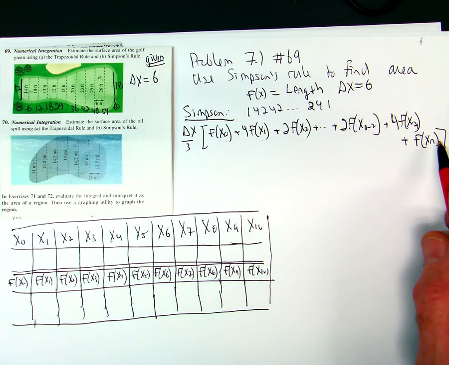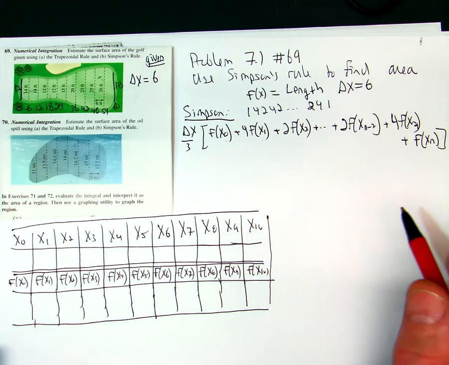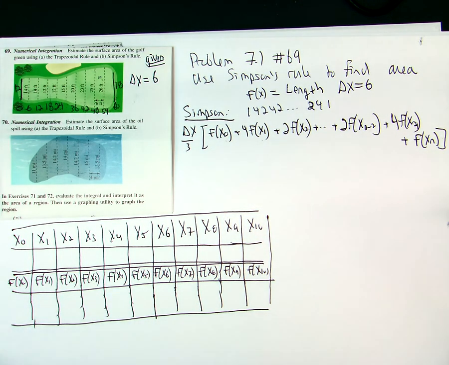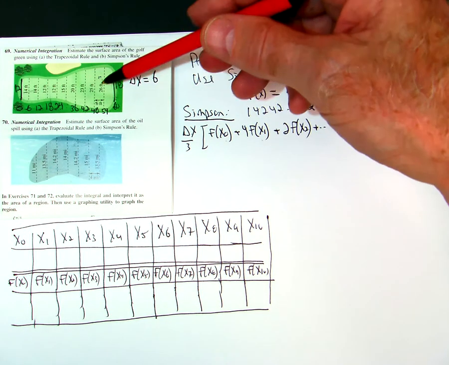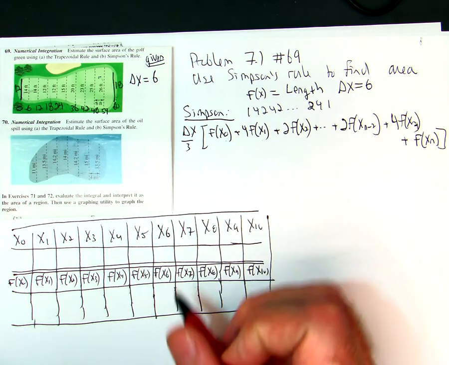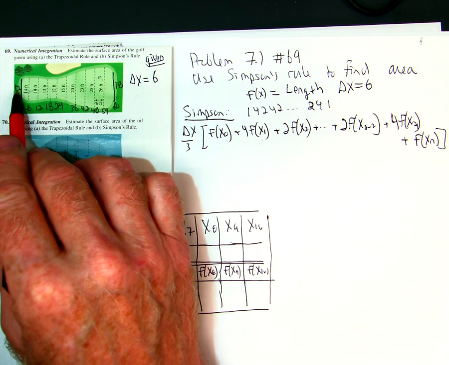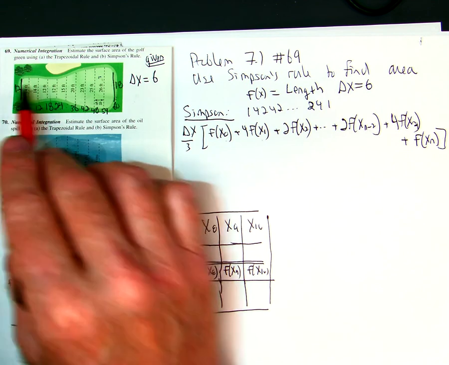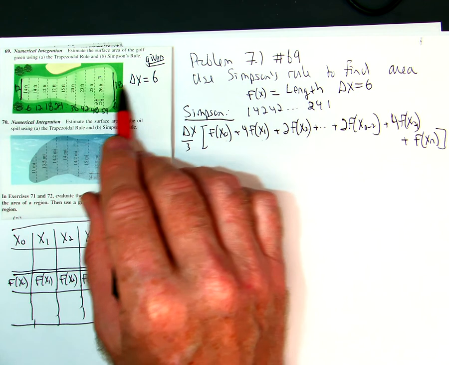So what I need to do for this problem is figure out what the x's are and what the f's are. Once I do that, I can plug it in, and it's just kind of a plug and chug problem. The function here, like I said, is the length, and that's the key idea. The other one is delta x, which is 6. So I've marked the end height, which is 12, and the end over here on the right, that length is 18.